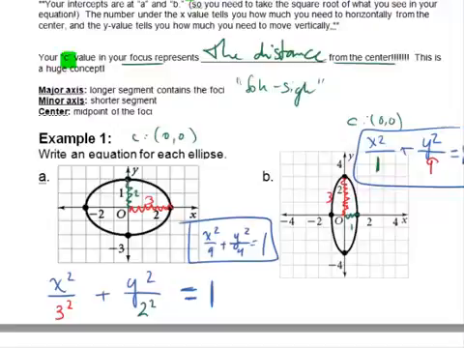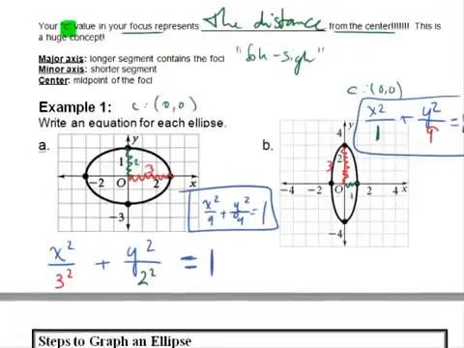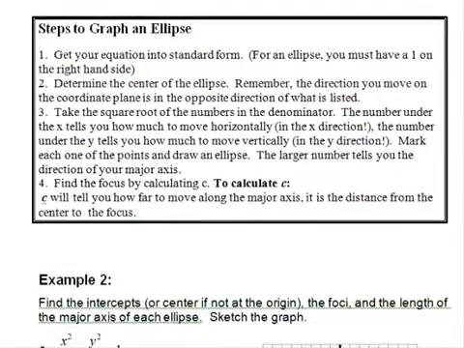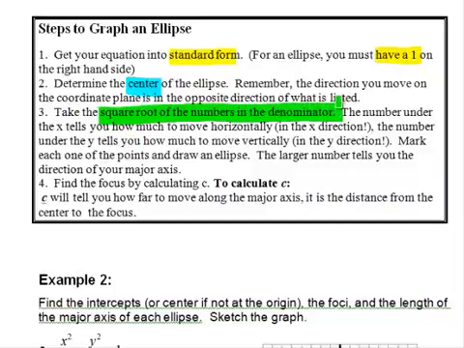All right, as we're graphing these, make sure that your equation is always in standard form, meaning that you always have a 1 on that one side. You're going to look for the center, and then you're going to want to make sure that you take the square root of the numbers in the denominator. Those will tell us how far to stretch our ellipse horizontally and vertically. And then we also have to make sure that we find the c value.